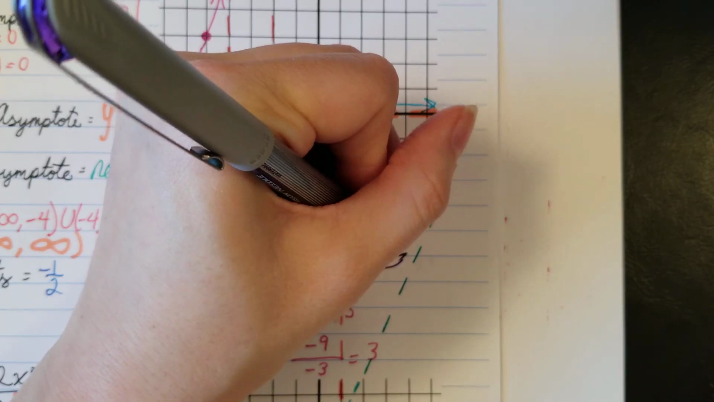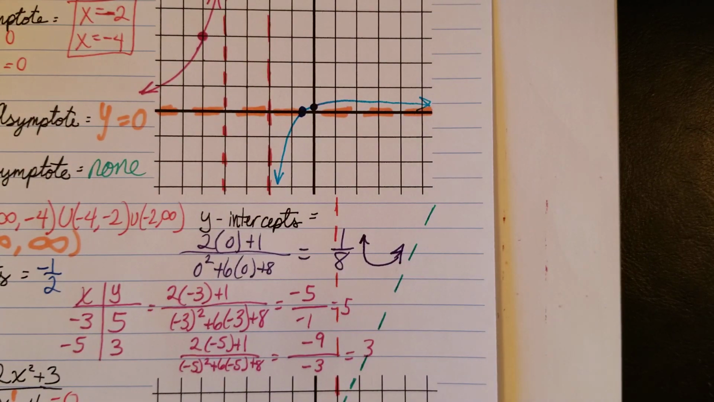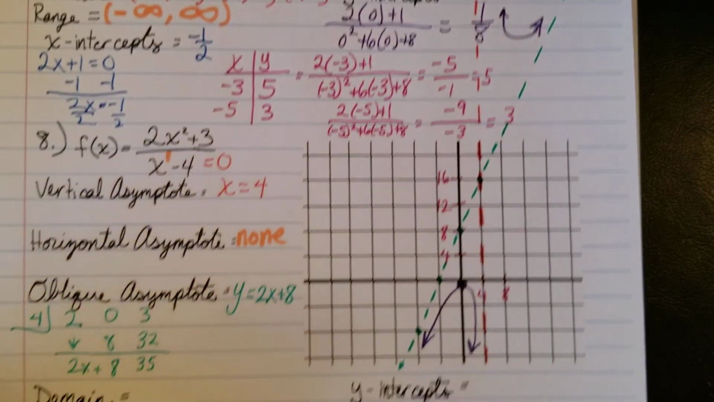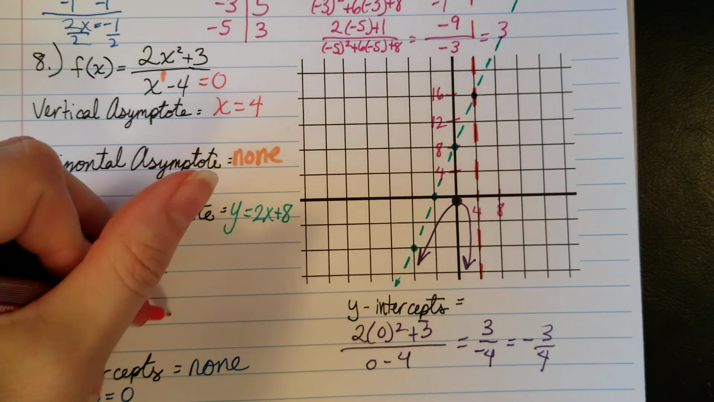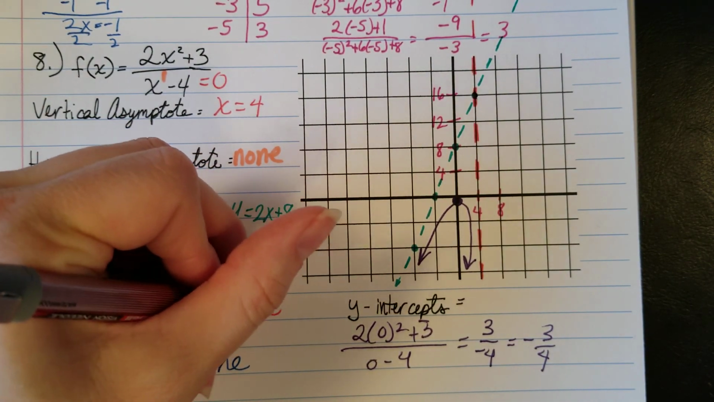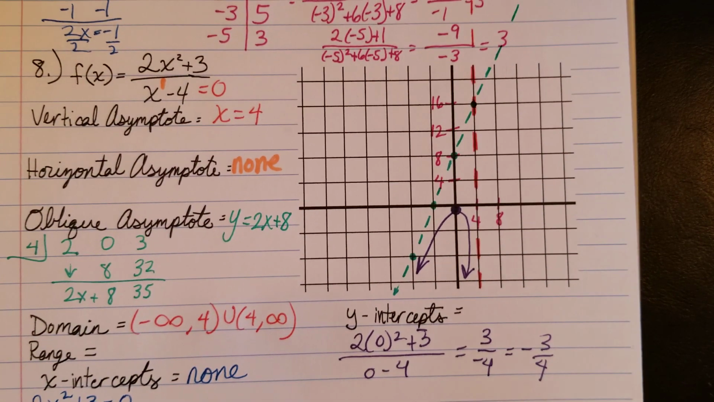Something like this. Okay. Anyway, so domain is still going to be everything besides the vertical asymptote. So negative infinity to 4, union 4 to infinity. And then the range, we don't even know. So don't even worry about it. Okay.